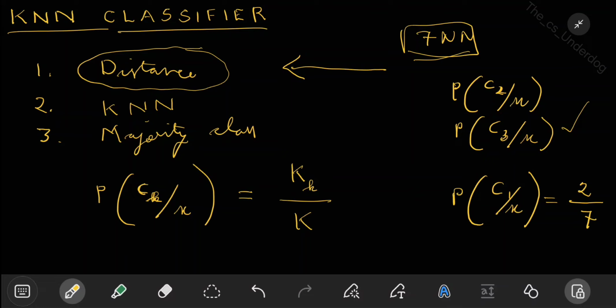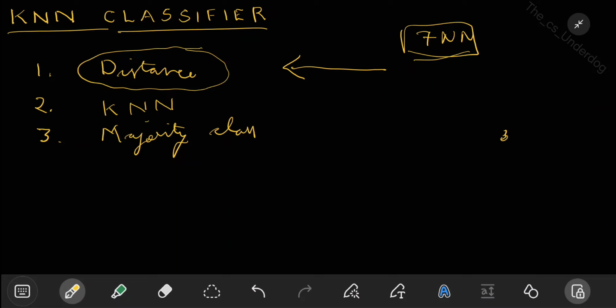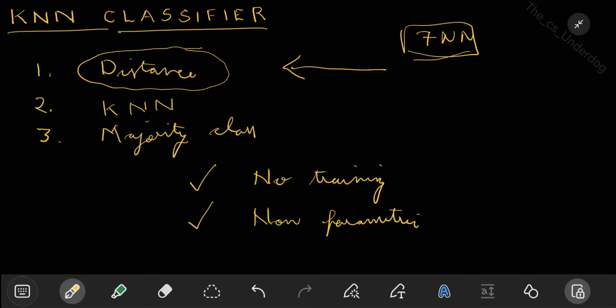Let us see what are the positives and negatives of using a KNN classifier. The first positive is that there is no training phase required. You simply have to store all the training data and your training phase is done. All the remaining work goes to the prediction phase. The next positive is that this is a non-parametric method, which makes it suitable even for non-linear decision boundaries.